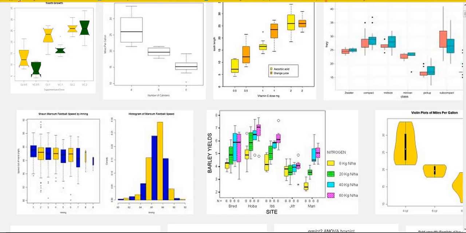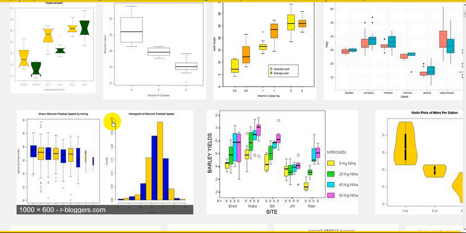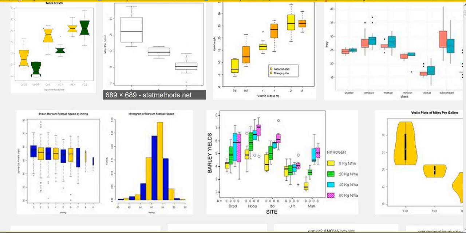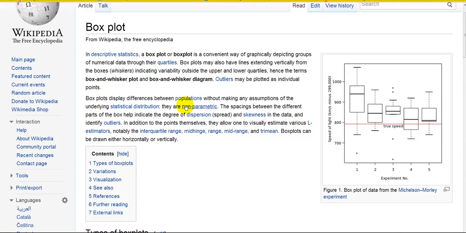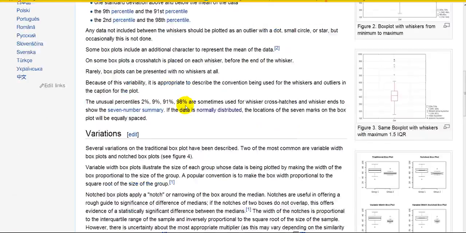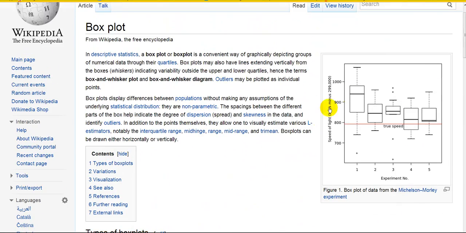Okay, so we're going to be looking at some box plots first, and I just thought I'd look up box plots on Google, and you see lots of different examples of box plots. These are all box plots, and let's take a look at Wikipedia. So let's see if they have a big one. No. Well, anyway, here's a box plot.